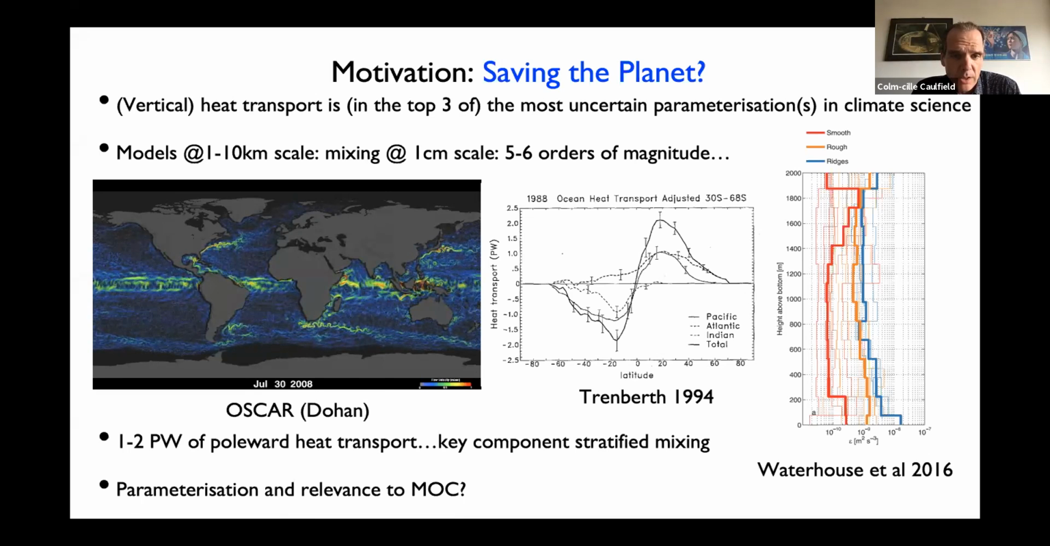A key component of that process is actually deep mixing, which is the beautiful picture you see on the right from Waterhouse et al., 2016, where you can detect, a kilometer above the bottom of the ocean, the topography underneath. The internal waves are transporting energy non-locally, and the waves are breaking through turbulent processes and having enhanced dissipation.